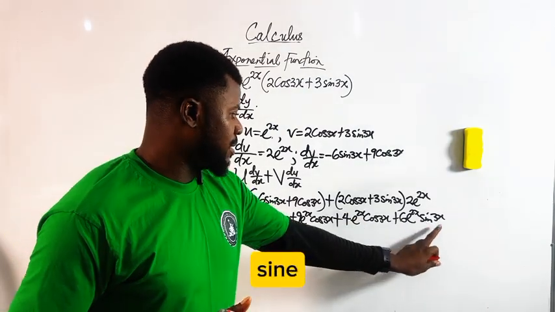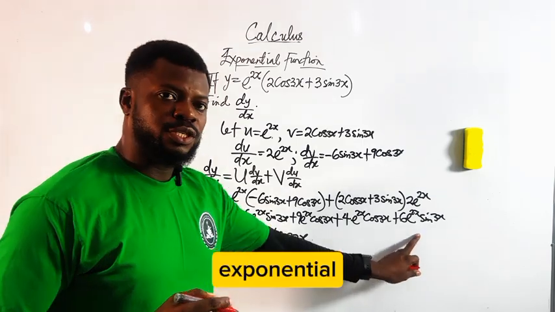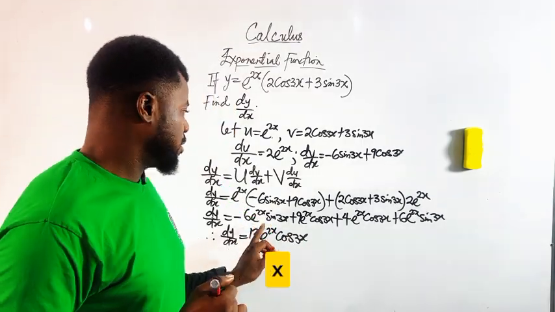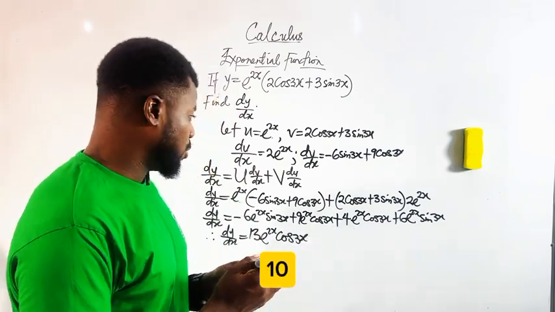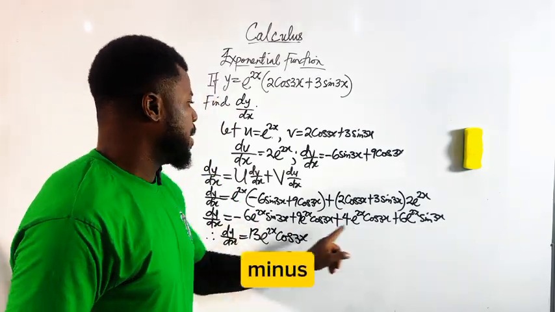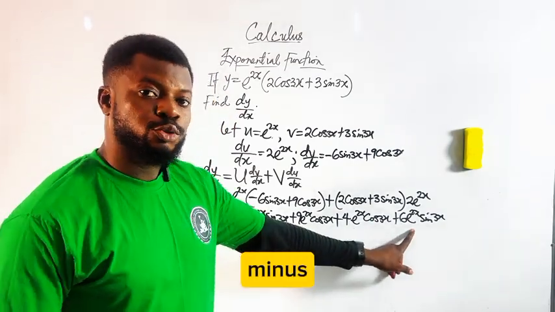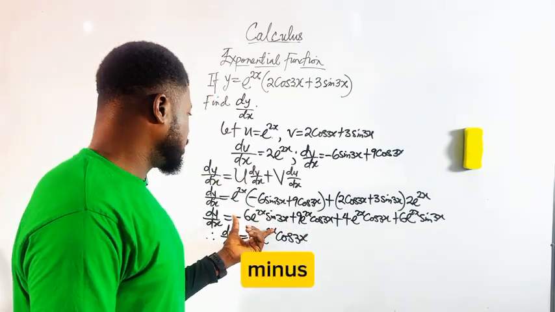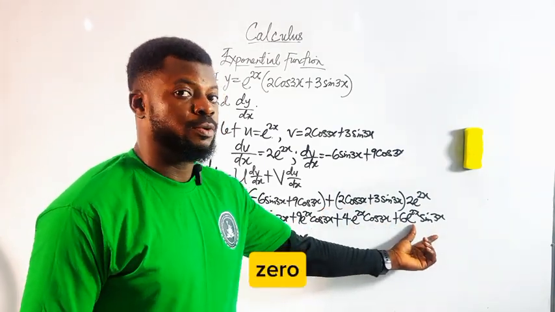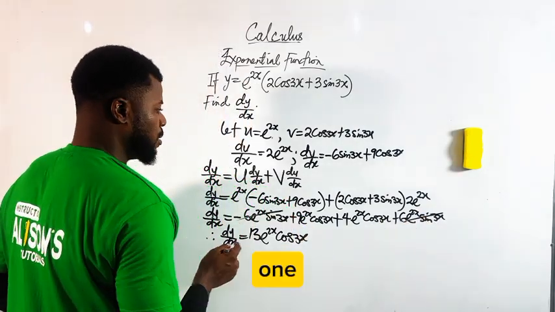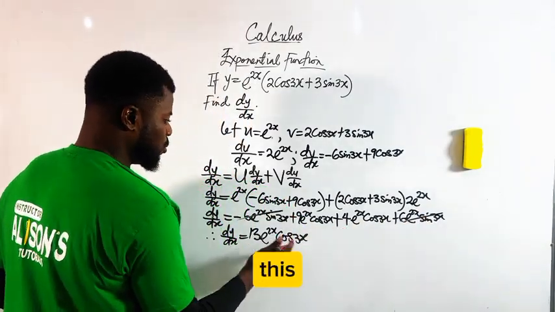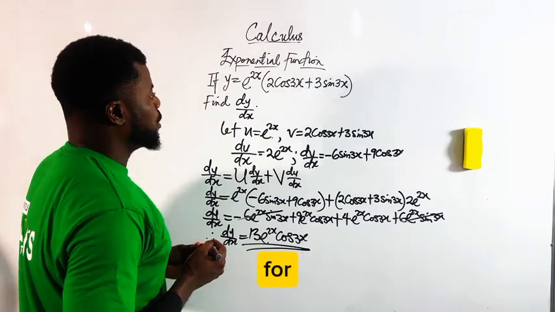Then what about this? This and this, look at sine 3x, exponential 2x, exponential 2x. Negative 6, positive 6. That means they are having the same content. So this minus, more like you're having 2 minus 2 plus 2. So minus this plus the same thing gives you 0. So that means this can easily cancel out with this particular one. And then this sums up to give us this. So this is the answer for this particular problem.